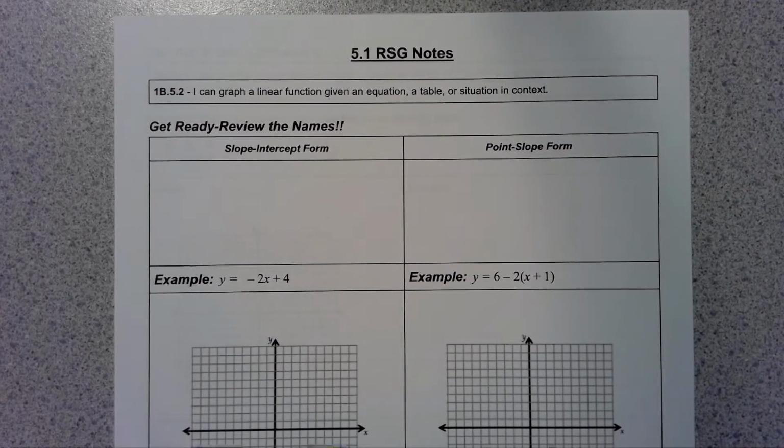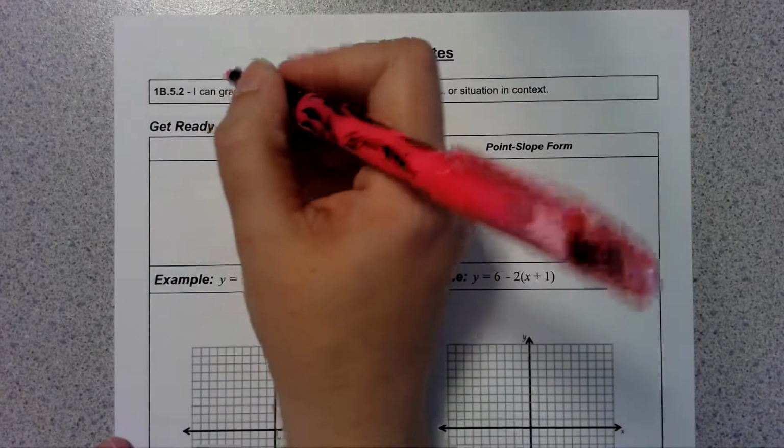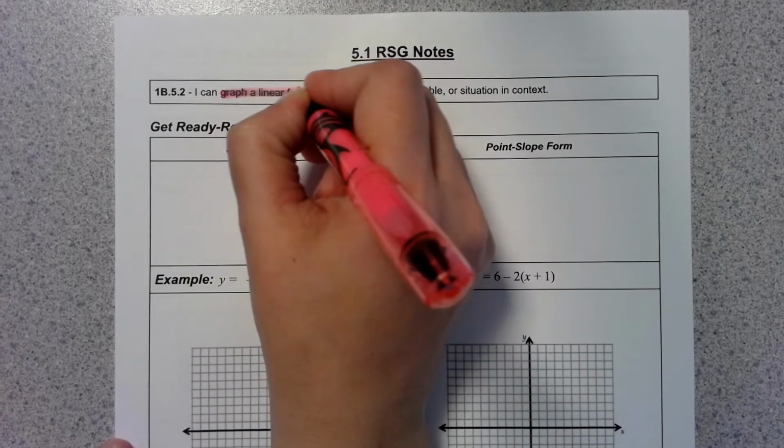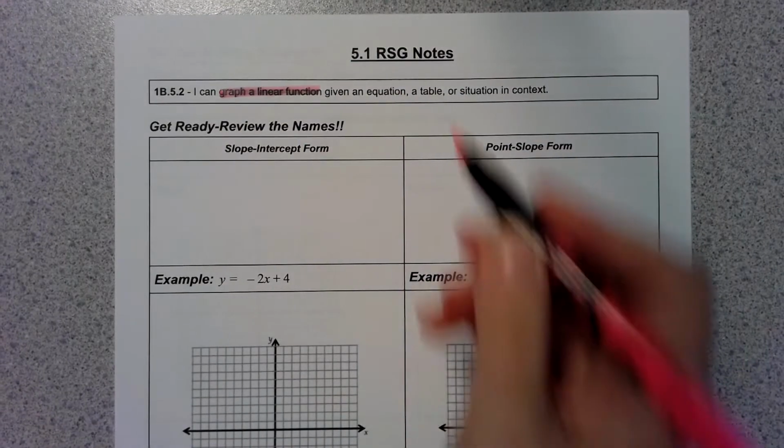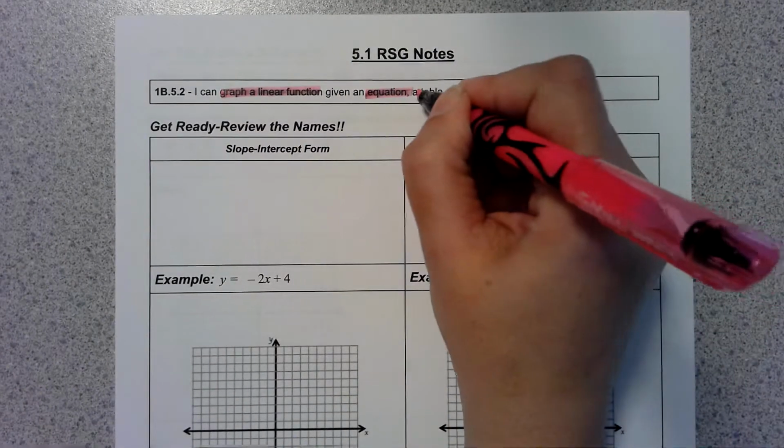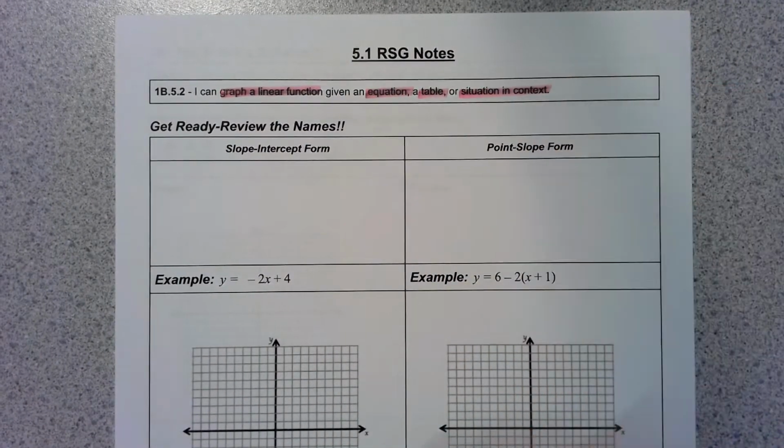Hi everybody! So in today's video, we're going to be taking some notes to get us ready for the first section of Module 5, which is Section 5.1. And the big idea of today is that we're actually going to be reviewing something that we already know. Our goal for today is to be able to graph a linear function given an equation, given a table, or given a situation and context.